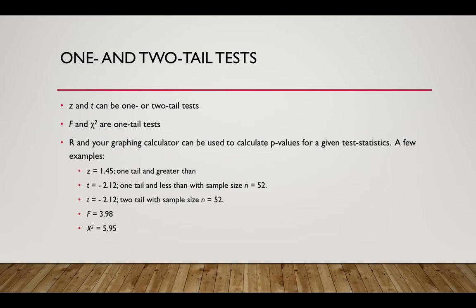So guys, I'm going to come back and do these following illustrations using R and your graphing calculator. I'm going to take those 5 and calculate the p-values for you in the next video. So write these down, pause the video. Z equal 1.45, one tail and greater than. I'll go through the illustrations and show you how we calculate that.